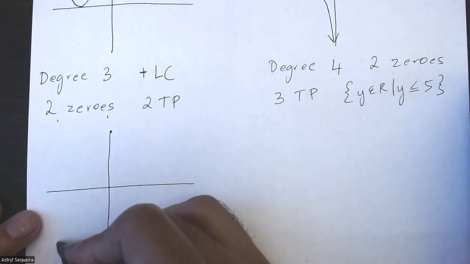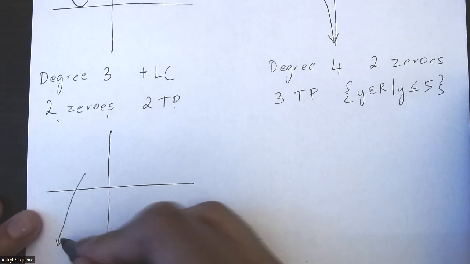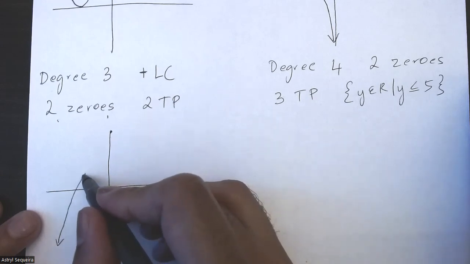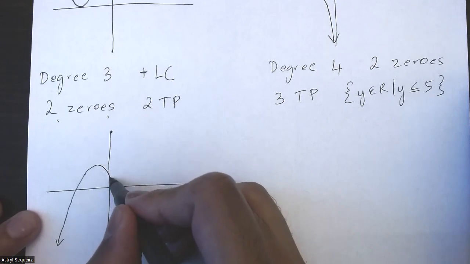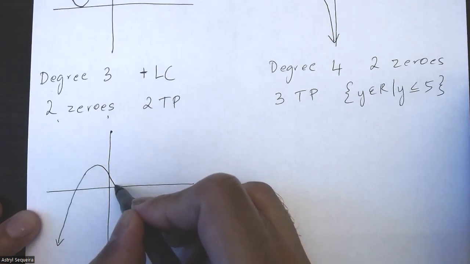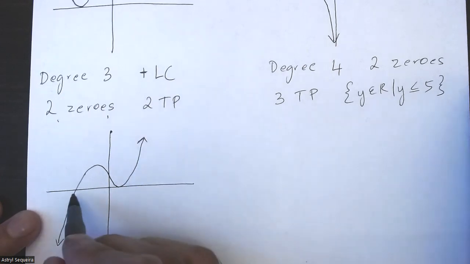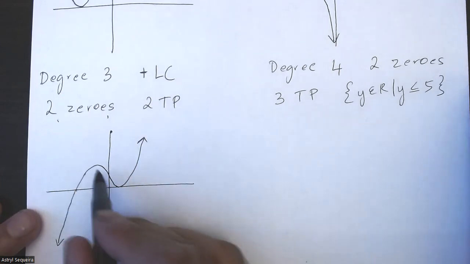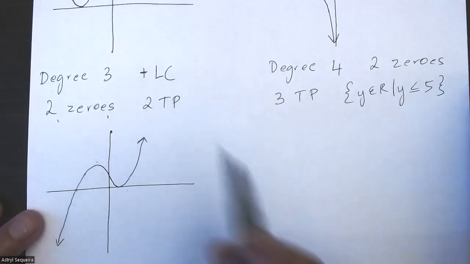So let's start on the bottom here. Let's go through the axis because we're allowed more than 1 zero. When I turn back here, I'm not going to come back through the axis. I'm just going to touch the axis. I'm going to go back up, and this is going to satisfy all the conditions because I have 2 zeros, 2 turning points, and it's third degree with a positive leading coefficient.